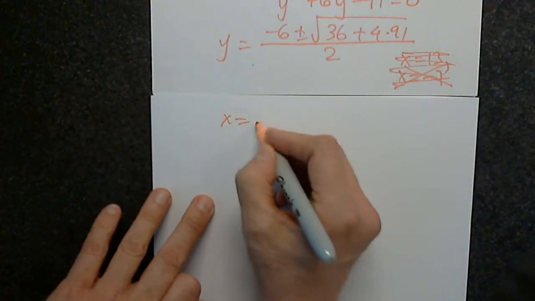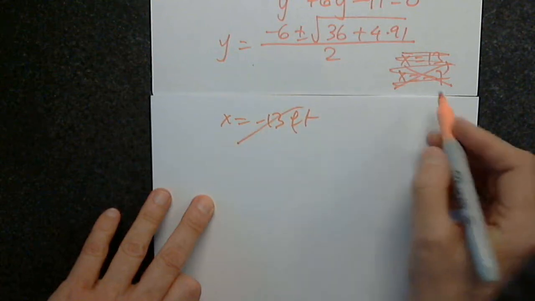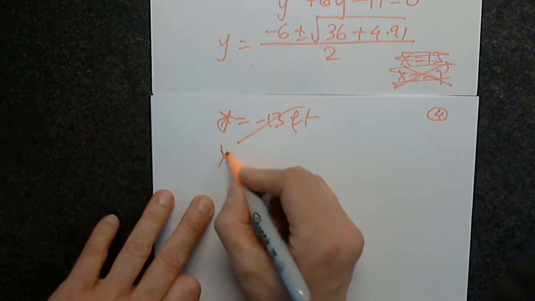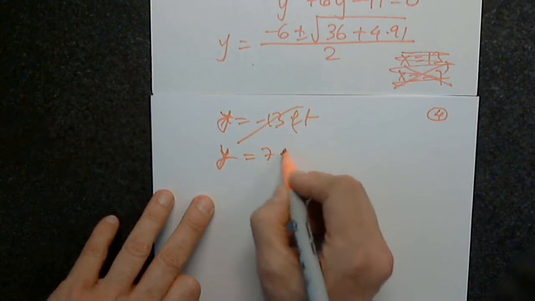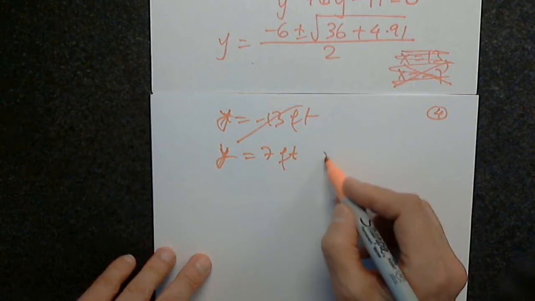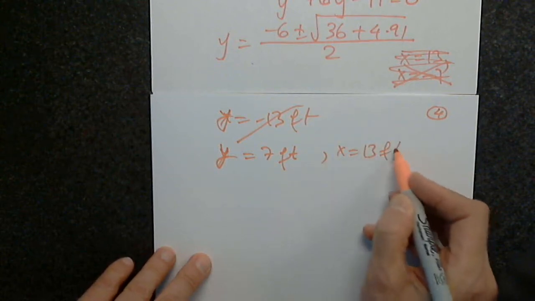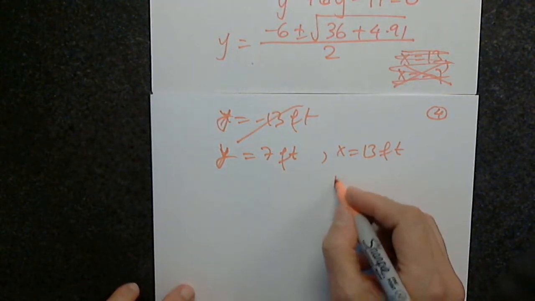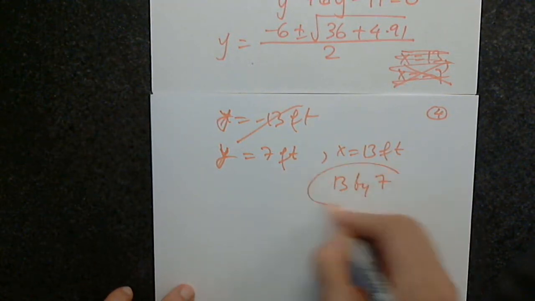So x equals negative 13 feet, which cannot be considered, and it's not x but y. And y equals 7 feet. If y equals 7 feet, then x equals 13 feet. 7 times 13 is indeed 91. So it's 13 by 7.